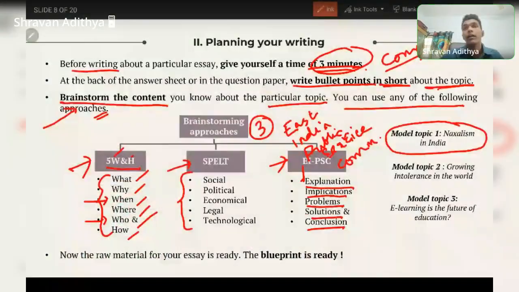Under how, you can write about how this movement has spread, or how the government is taking steps to control this movement. In this way, you cover all the aspects related to Naxalism in India. So what, why, when, where, who, and how. That gives a holistic approach towards an essay topic.